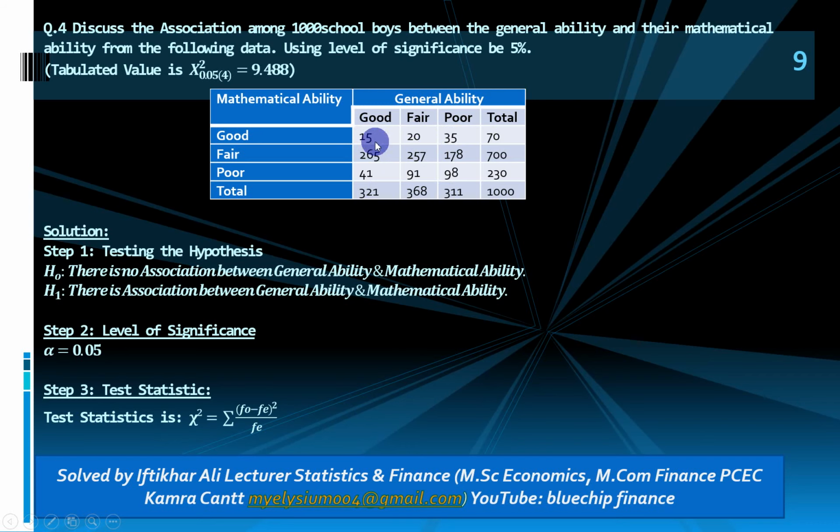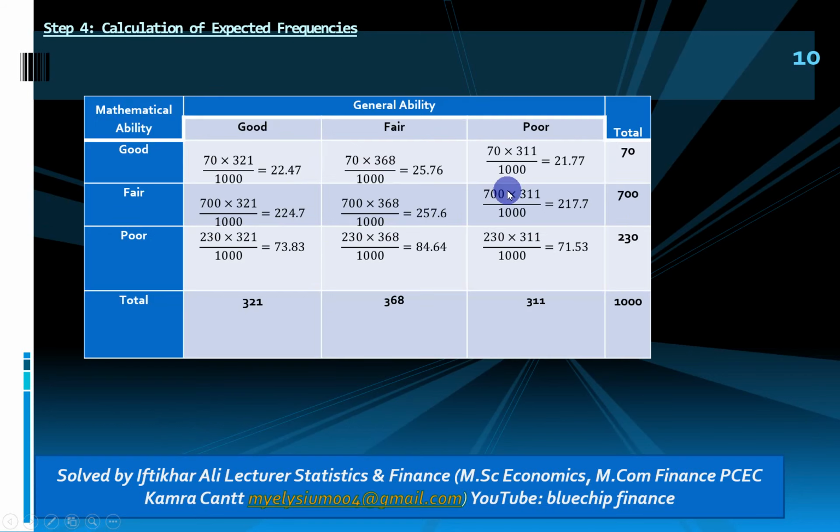For example, if we want to calculate expected frequency for observed frequency 15, just take the row total multiplied by column total divided by subtotal. So 70 multiplied by 31 divided by 1000 is the expected frequency for 15, which is 22.47.